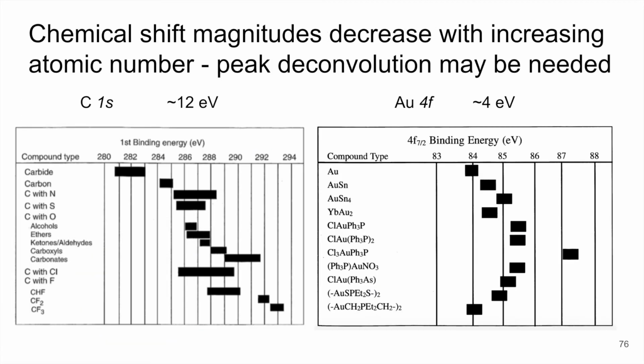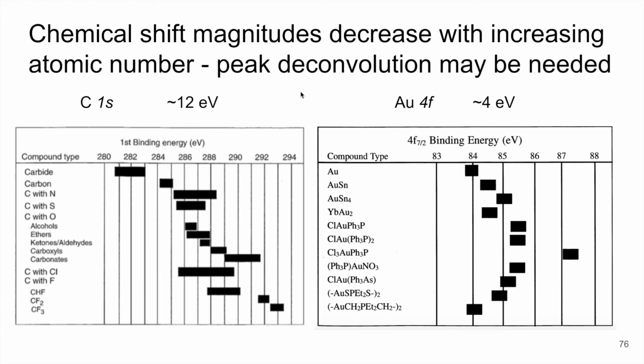All right, so something else to keep in mind for carbon, we saw that the range of binding energies for various compound types is about 12 eV. However, the magnitude of the shifts tends to decrease with increasing atomic number. So if we go up to something like gold, the differences are a lot more subtle, only 4 electron volts. So you see everything's very, very close together. That can make things more difficult to visualize and determine the different compound types.